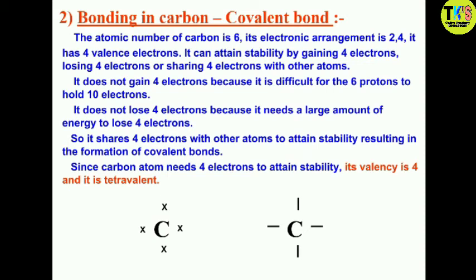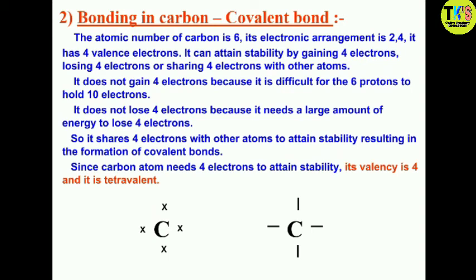It can attain stability by gaining 4 electrons, losing 4 electrons, or sharing 4 electrons with other atoms. In order to attain stability, because stability is very mandatory for an element, it has to do one of 3 things: gain, lose, or share its 4 electrons with other atoms. It does not gain 4 electrons, because it is difficult for the 6 protons to hold 10 electrons. 6 protons do not have the capacity to hold 10 electrons.